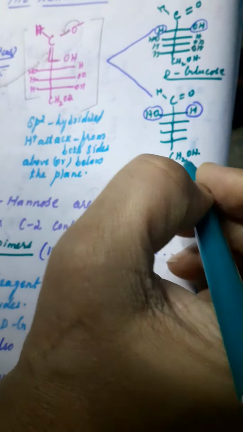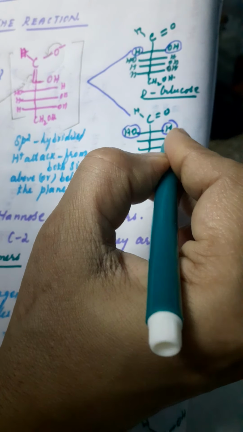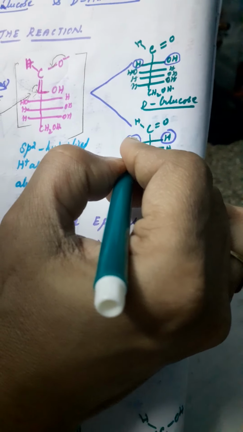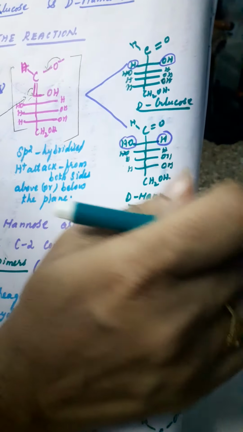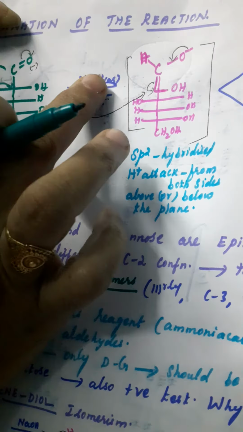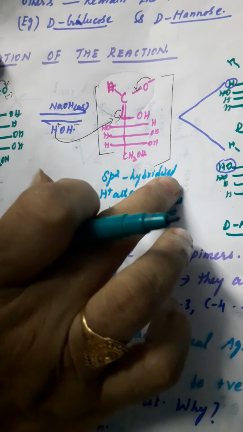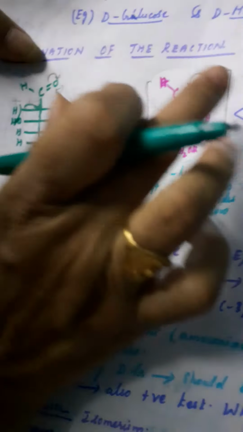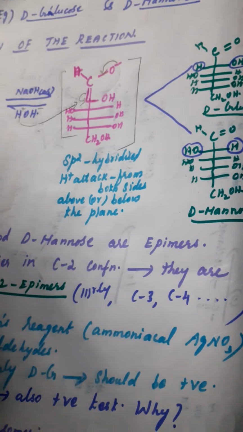Look at the other one, the same structure only: OH, OH, H, H, H, OH. But what is the difference? Because of the attack which is from below, this will become OH on the left and H on the right. Therefore, the difference is only in the second carbon atom. This epimerization occurs with glucose in the presence of a base because of the sp2 hybridized carbon in the middle, due to the shifting of bonds. It leads to the formation of D-glucose and D-mannose, where the first carbon remains the same, and carbons 3, 4, 5, 6 remain the same.